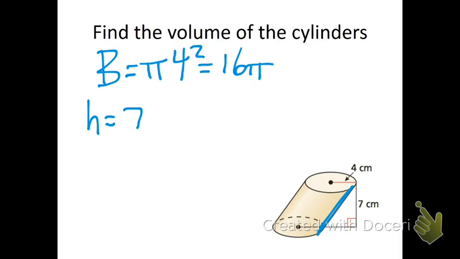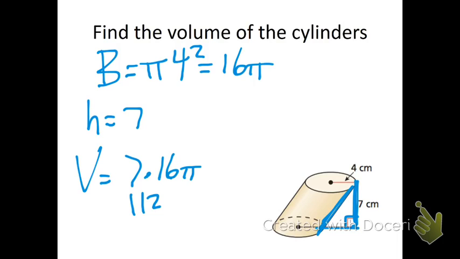All right, even though this is an oblique prism, we're going to use the perpendicular distance between the bases as the height. So the volume is going to be 7 times 16 pi. When you multiply 7 and 16, you get 112. So the volume is 112 pi cubic centimeters. That would be in terms of pi, so that would be the exact volume.